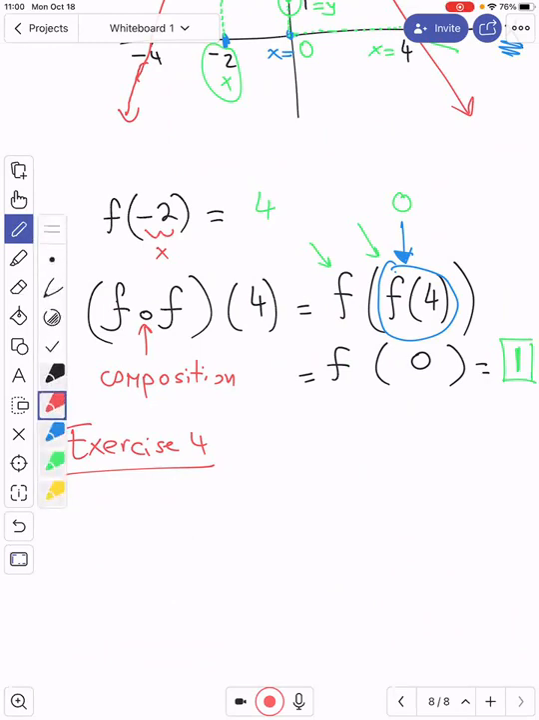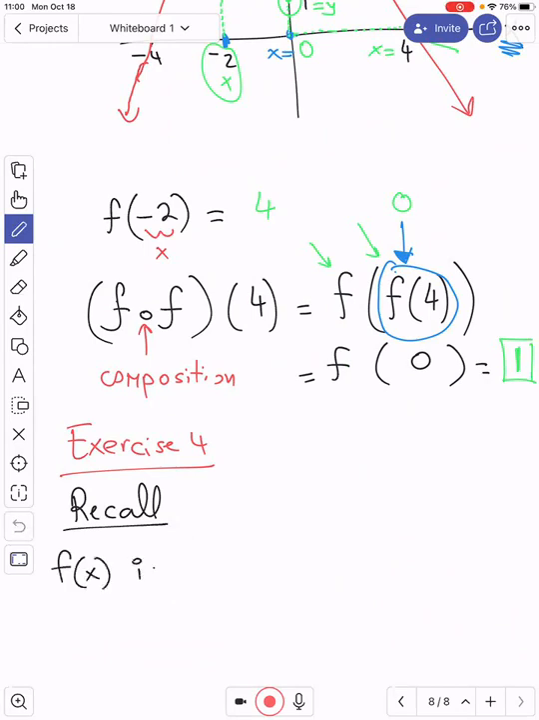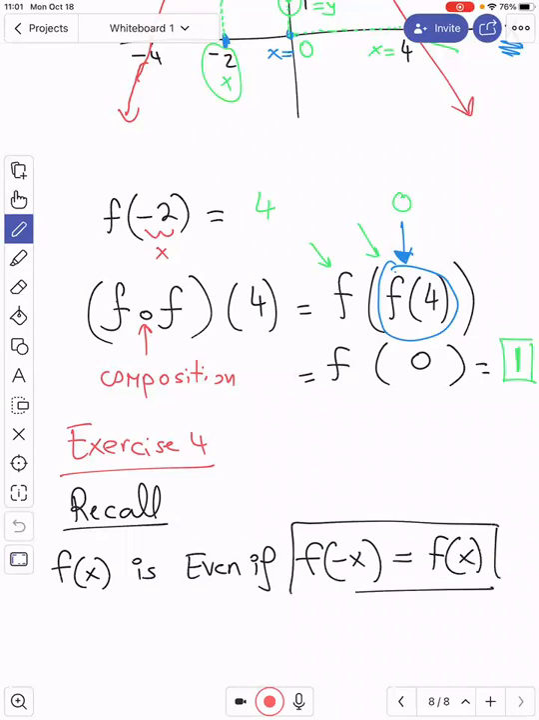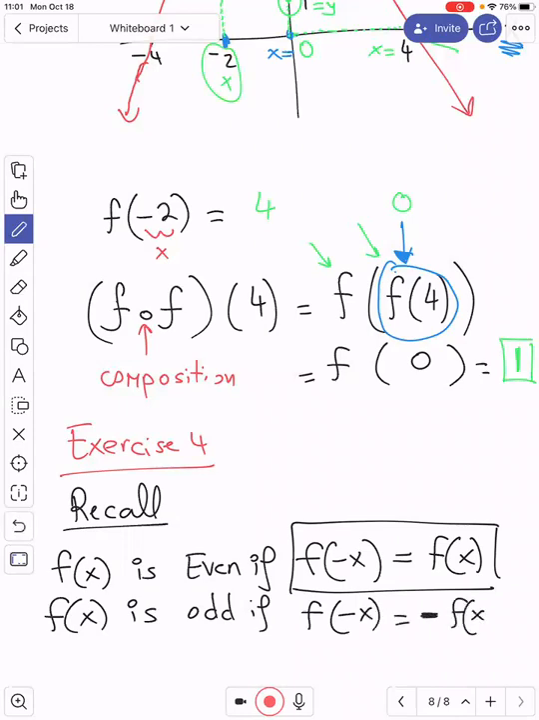So I'm going to just remind you first what we have to do in this case. So f of x is even if f of minus x is equal to f of x. All right, and f is odd if f of minus x is actually equal to minus the opposite of f of x. So the minus would be outside the function f, right?